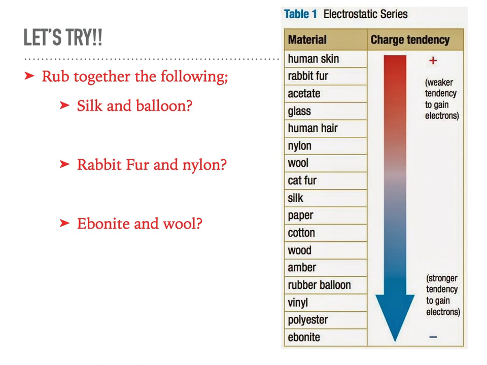All right, so silk is here and the balloon is down here. Because the balloon is closer to the bottom, it's going to gain electrons and become negatively charged. And the silk, because it's closer to the top when we compare it to the balloon, the position where the balloon is on the list, it is going to become positively charged and it is going to tend to lose electrons.